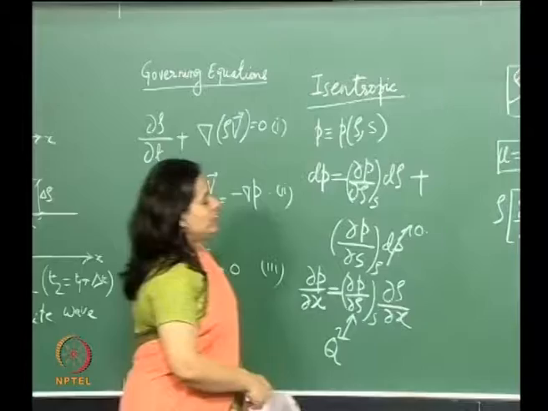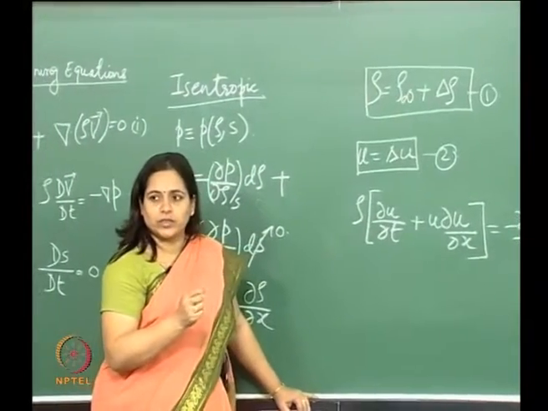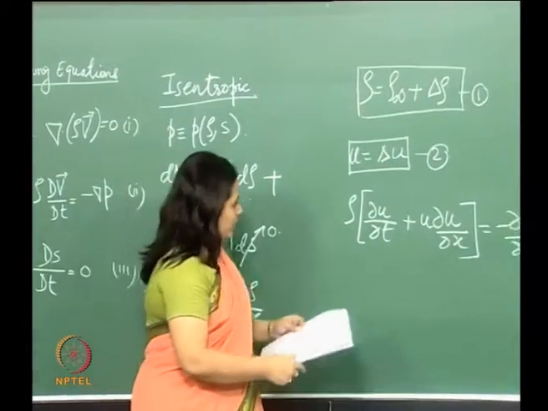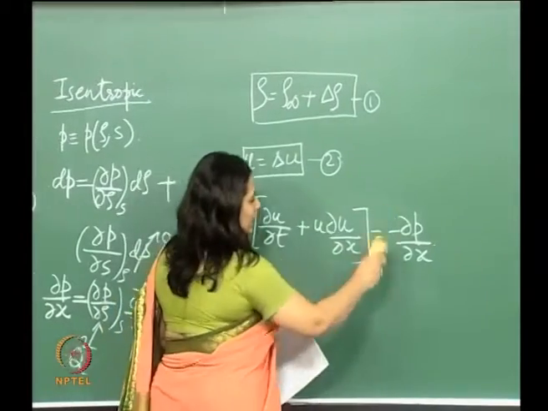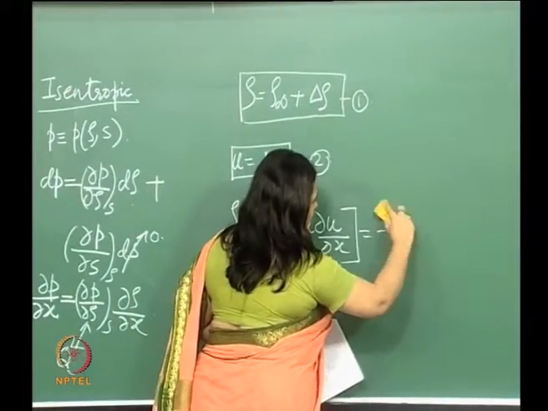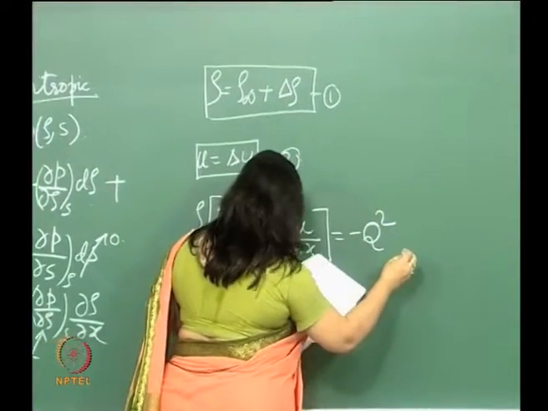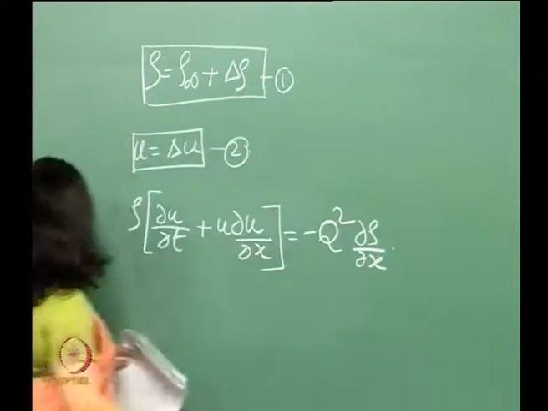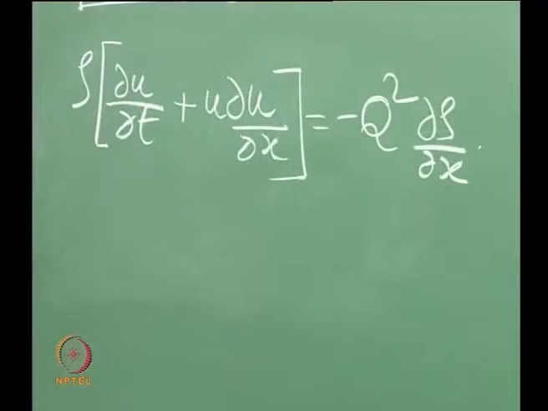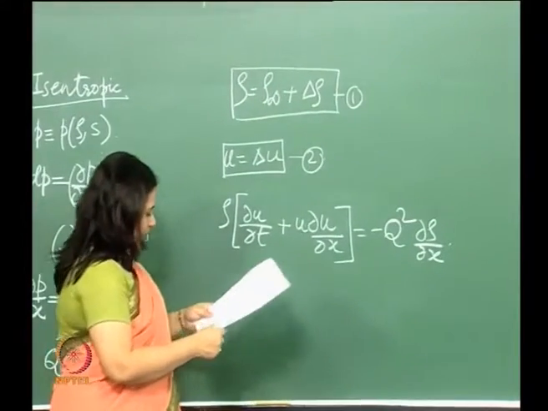In that case, this equation which we wrote out is the momentum conservation equation in the x direction. In this one, I can replace del P del x by what we just found, q square del rho del x. I can write this as q square del rho del x.